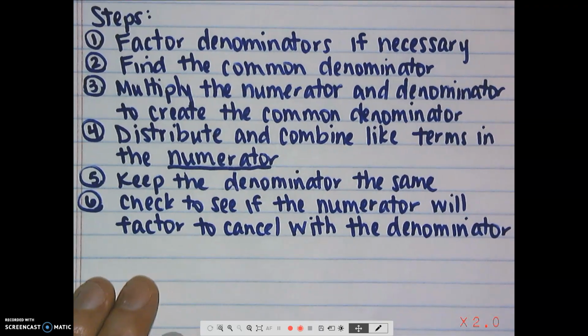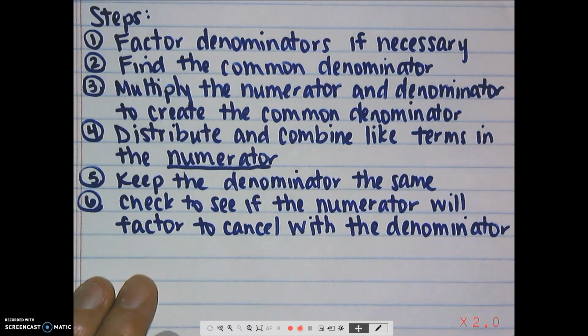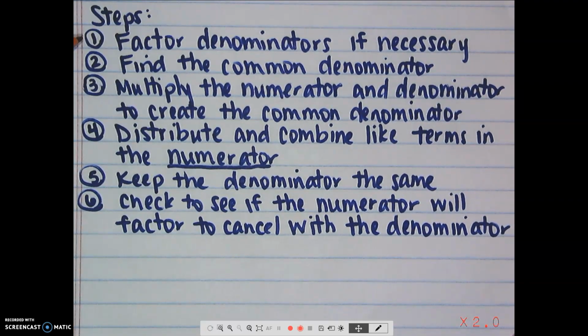All right. So let's look at our steps for adding rational expressions. So we're going to factor the denominators if necessary. Then we're going to find the common denominator. So we're going to work through that process here. We're going to multiply the numerator and denominator to create the common denominator, just like we just did in this basic numerical example. Step 4 is to distribute and combine like terms in the numerator. That's all we're doing. We took that 3 and that 10 in the example prior here, and we added those together. But we're going to keep the denominator the same. And then the last thing is to check and see if the numerator will factor to cancel with the denominator.